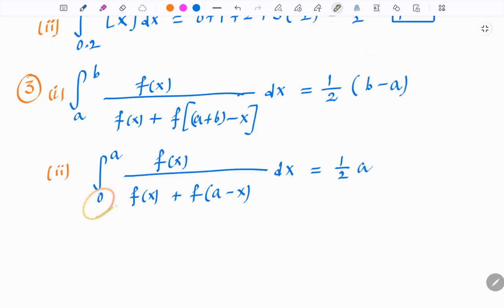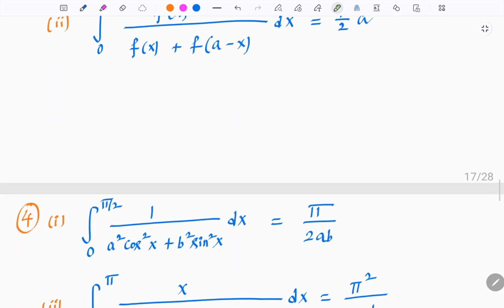Coming to the second situation, the lower limit is 0, right? Then if I subtract a plus 0, it is a only. Then what is the answer? B is nothing, right? What is the b here? 0. So that's why it is a. It is one of the shortcut tricks in the KCET examination. Students, clear?